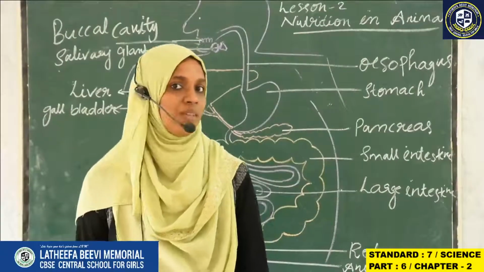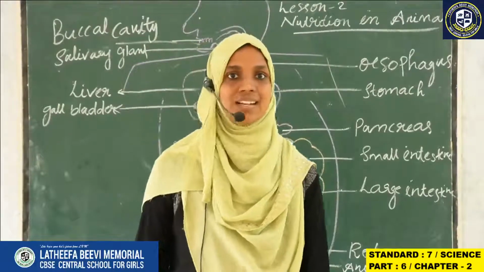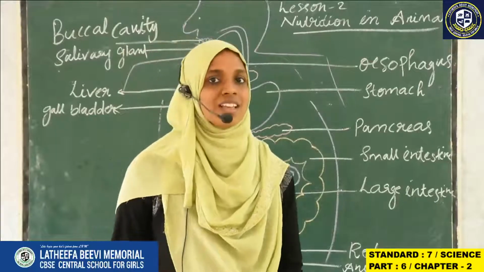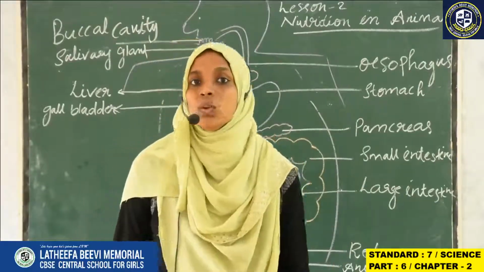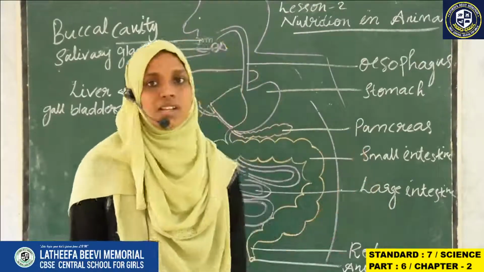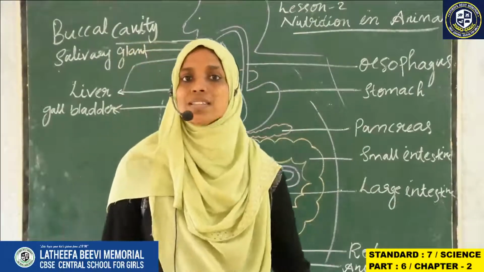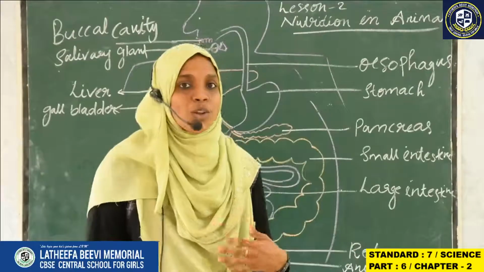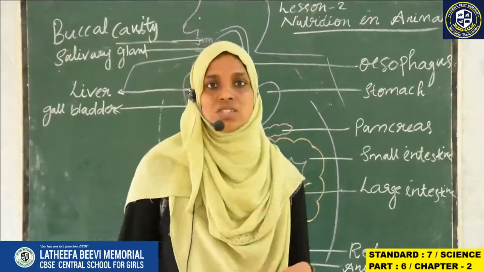So today we are going to start our second lesson. The lesson name is Nutrition in Animals. What is our first chapter? Nutrition in plants. So it is the continuation. The first chapter is nutrition in plants and the second chapter is nutrition in animals. So we are going to learn about our cells, our digestive system.